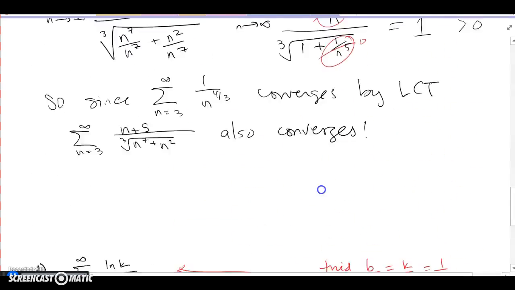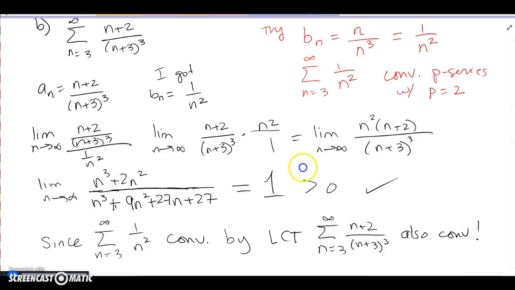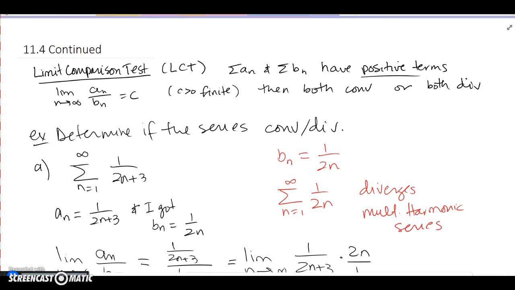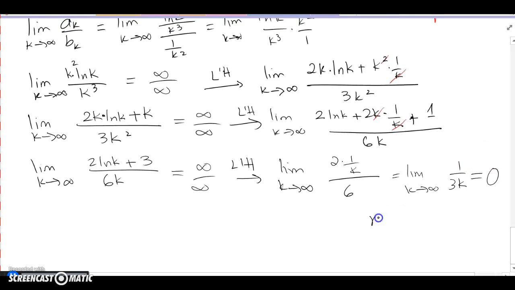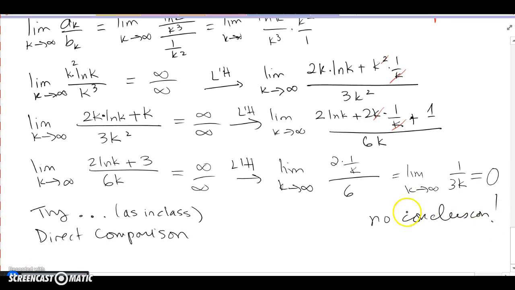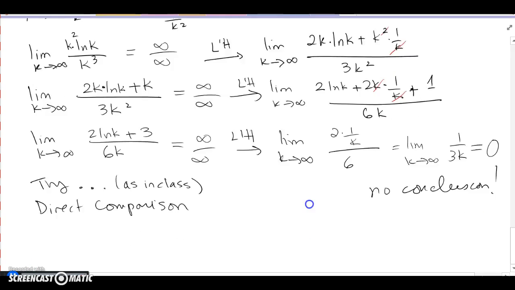Now, notice what the limit comparison test said: the limit I end up getting should be a finite number greater than 0. So with this version of the limit comparison test we're looking at, where we're restricting ourselves to getting a finite number and making a conclusion, it looks like I end up with something for which I can't make a conclusion using the limit comparison test. So it was actually better to use direct comparison for this. Again, no conclusion with the version of the limit comparison test we're looking at.